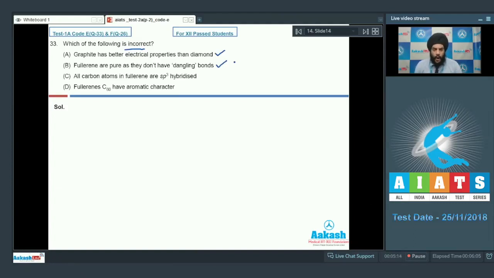If you look at option C now, all carbon atoms in fullerene are sp3 hybridized. This is incorrect. Fullerene is aromatic in nature and the carbon atoms are sp2 hybridized, just like graphite. So statement D is also correct. It has an aromatic character. This is correct. And we have to mark option C as the correct answer to question number 33. Let us look at the next question.